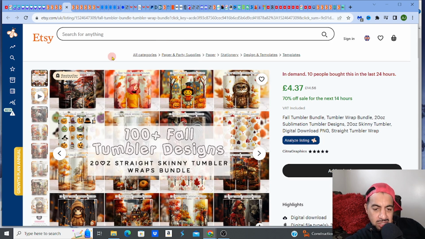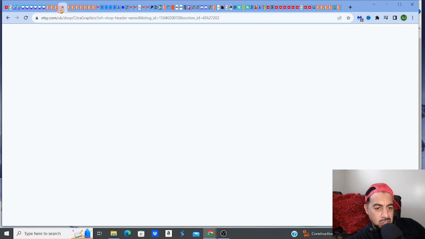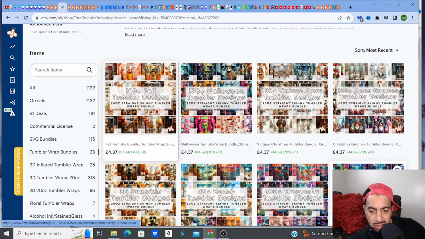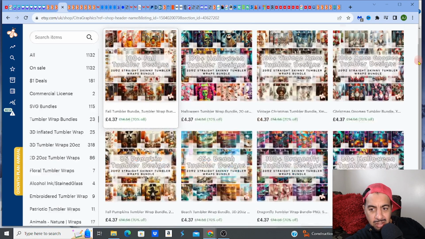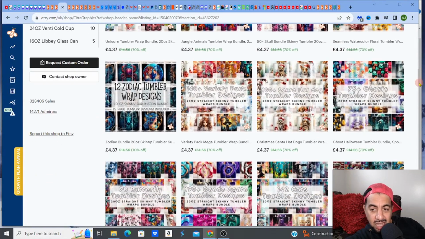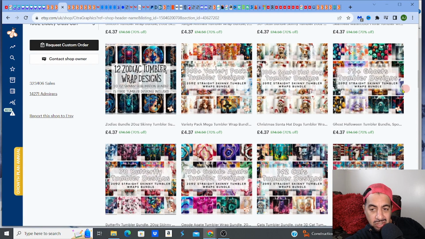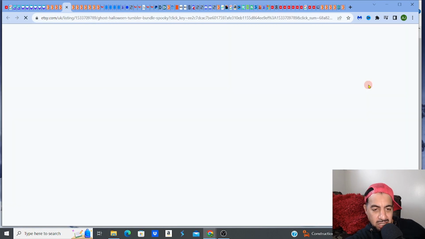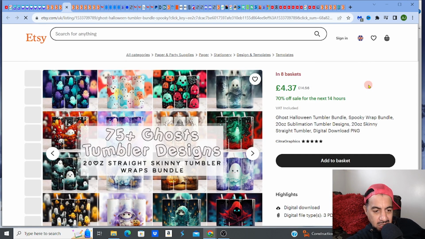So, for example, these are fall tumbler designs, you know, that autumn feel. You might want to do Christmas ones. You saw the Christmas gnome ones. These are fantastic as well. Dragonfly, you know, certain things that people look for. It might be Highland cows, even though I'm not a fan of Highland cows, but yeah, people search for them. You got these Santa hat dogs, ghost tumbler designs. Ghost, people like specifically ghost types of design.